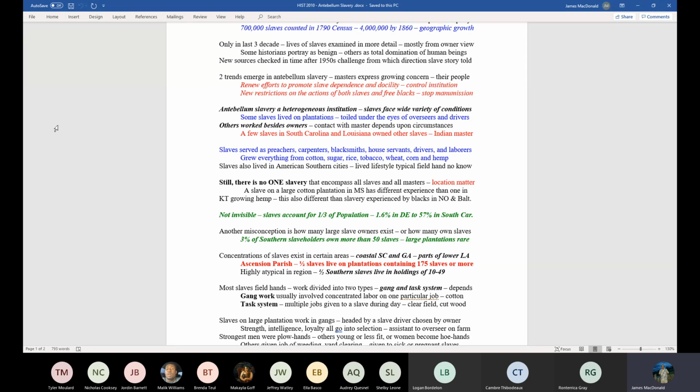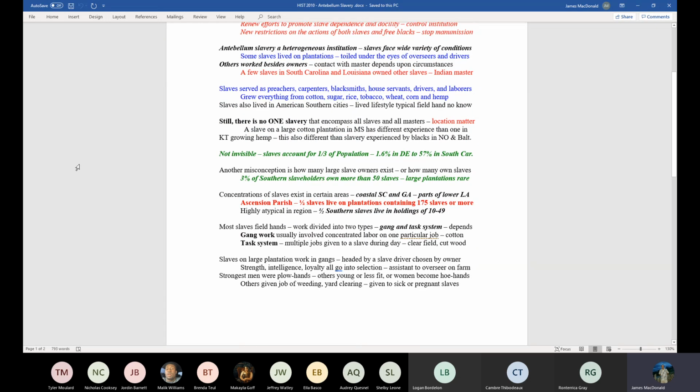As I mentioned, they also lived in American cities. So there is no one slavery, no typical slave in the South. You can't say that because it doesn't exist. It all depends on what state, what crop, what conditions, whether you lived among 100 slaves or among 2 others, whether your owner was a large slave owner or a smaller slave owner. So in other words, location did matter.